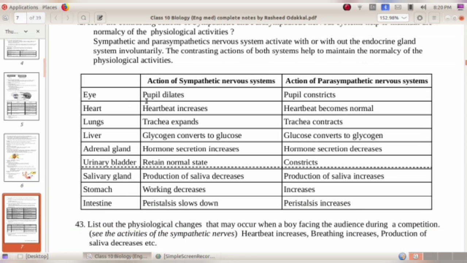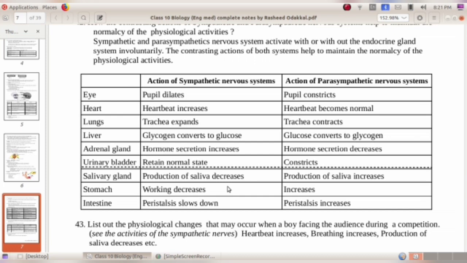The common changes are: the pupil of our eye dilates, the heartbeat increases, the trachea in our lungs expands, and liver glycogen converts to glucose in the liver, then in the adrenal gland hormone secretion increases, the urinary bladder relaxes, in the salivary glands the production of saliva decreases, the working of the stomach decreases, and in the intestine the peristalsis slows down.